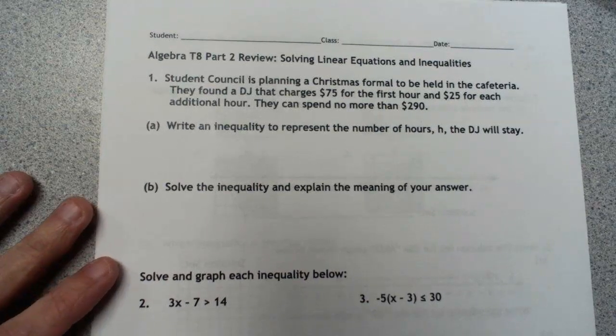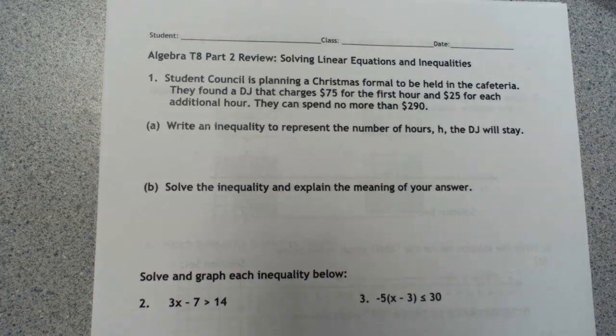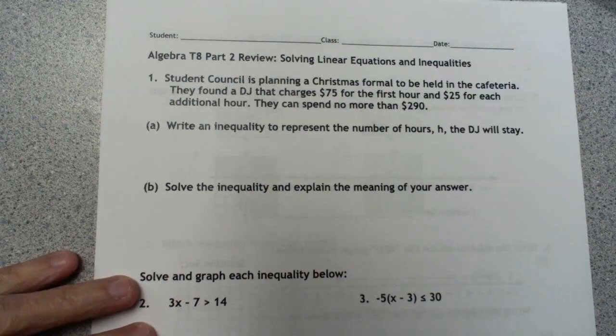This is topic 8, part 2, the first review. Number 1 says student council is planning a Christmas formal to be held in the cafeteria. They found a DJ that charges $75 for the first hour and $25 for each additional hour. They can spend no more than $290.